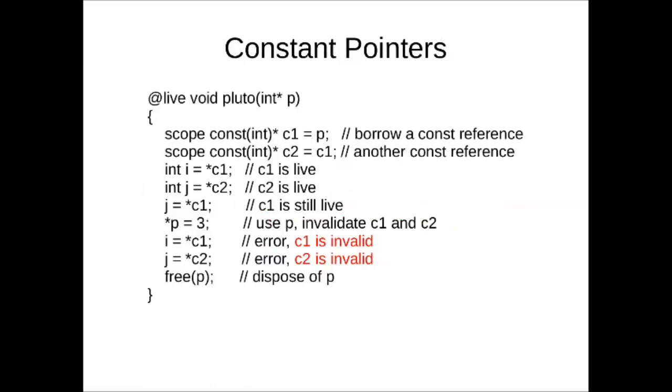Moving on to constant pointers. Recall that we can have multiple constant pointers as long as there are no mutable pointers live at the moment. The function pluto is an example of enforcing this while using non-lexical scoping. The owner p is considered invalid until it is used again, and its use again invalidates all of the constant pointers forward from that point.